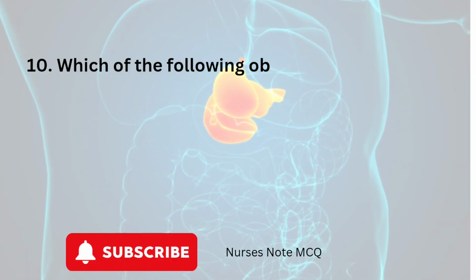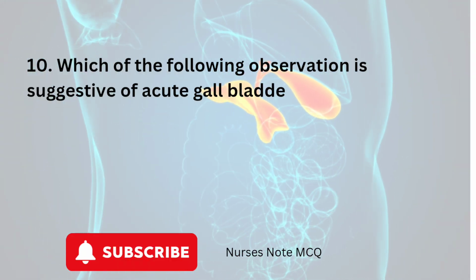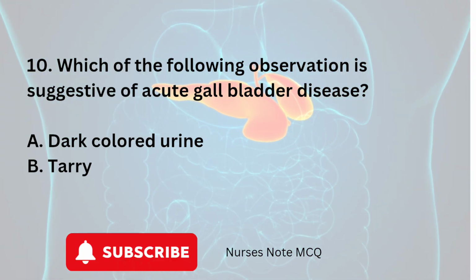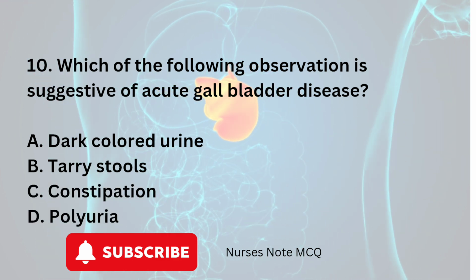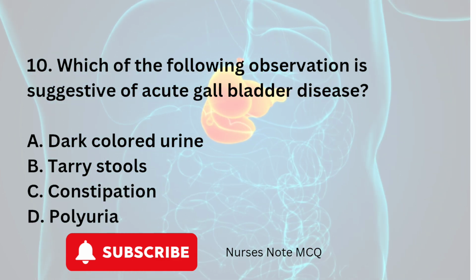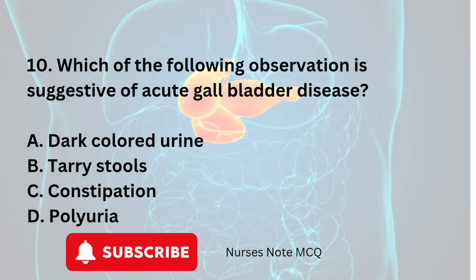Which of the following observations is suggestive of acute gallbladder disease? A. Dark-colored urine, B. Tarry stools, C. Constipation, D. Polyuria.